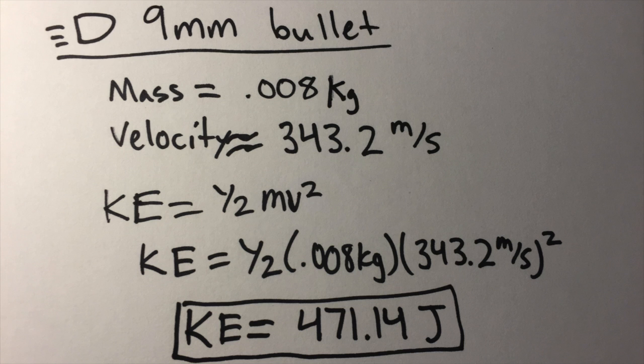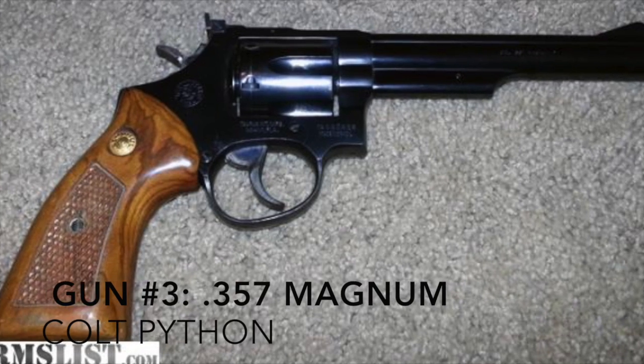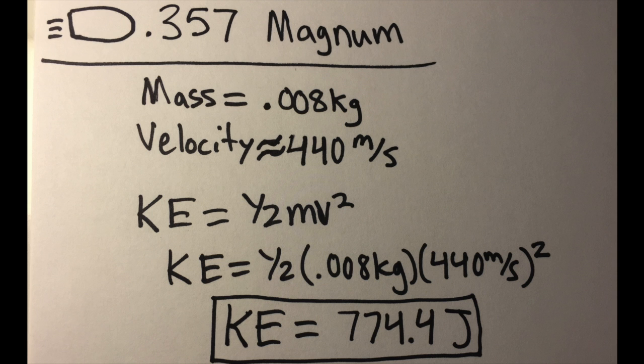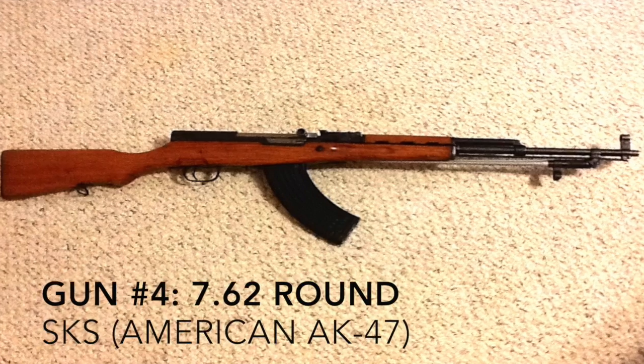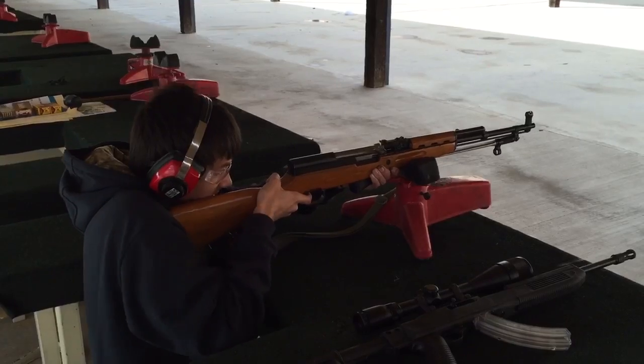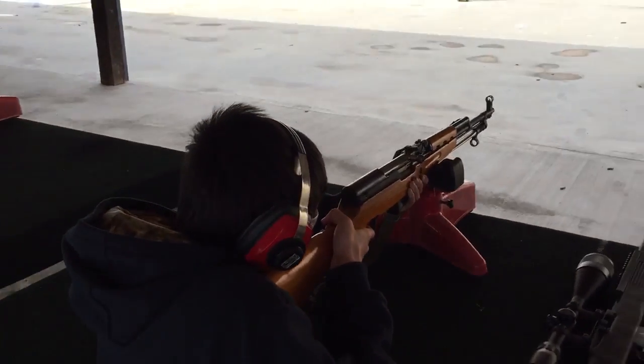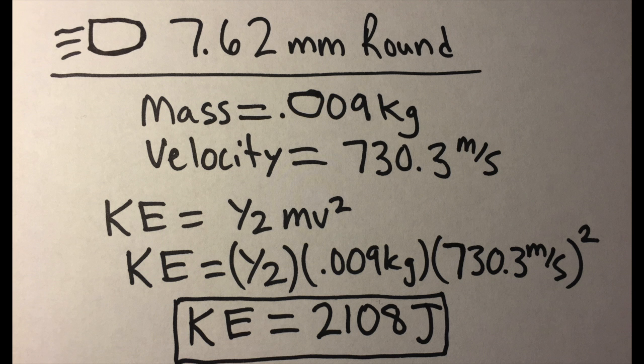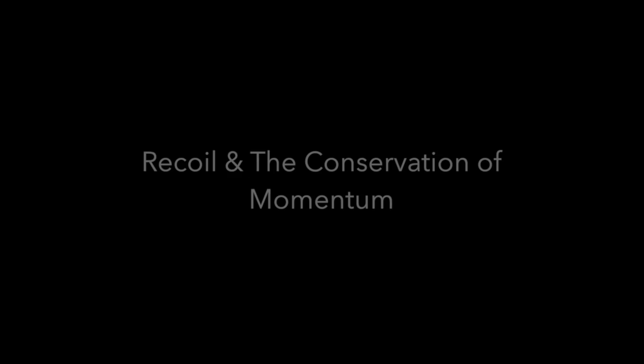Using the same equation for kinetic energy, I found the energy of the 9mm bullet to be 471.14 joules. I found that the energy of a .357 Magnum round was 774.4 joules. Using the kinetic energy equation, I found that the 7.62mm round had 2,108 joules of energy.